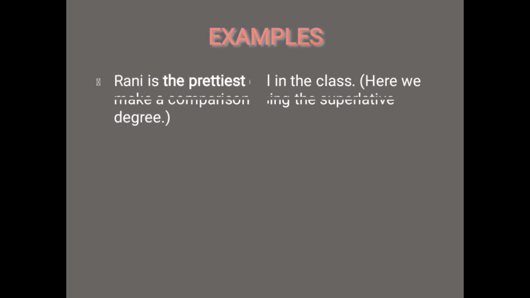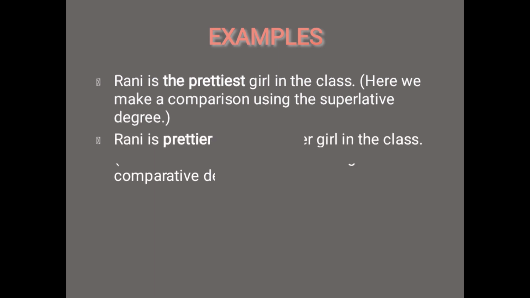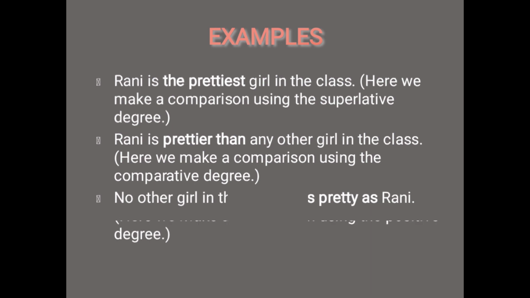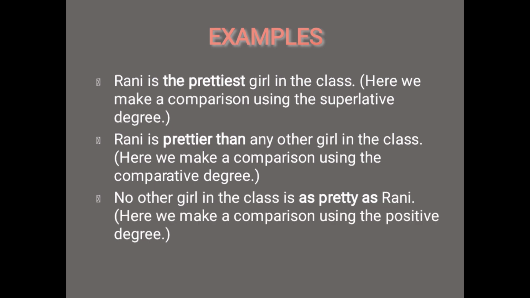And these are the examples of superlative into positive as well as into comparative. See, Rani is the prettiest girl in the class. Here we make a comparison using the superlative degree. So Rani is prettier than any other girl in the class. Other girl in the class, than is used, so it is in the comparative form. And no other girl in the class is as pretty as Rani, so that is in the positive form.